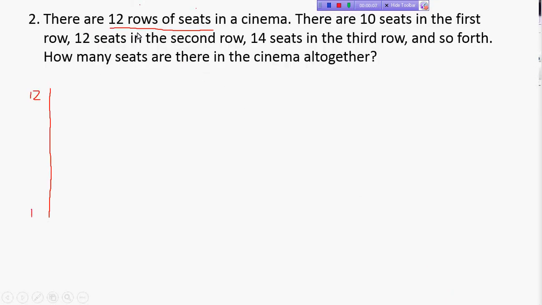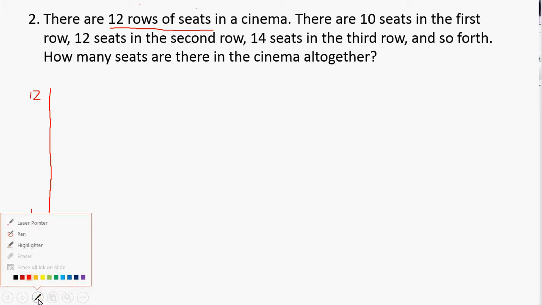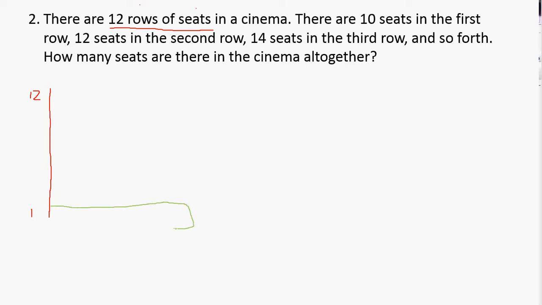So we're talking about this. If you're looking at 12 rows of seats from row number 1 to row number 12, you don't know how many seats there are here. There are 10 seats in the first row. So here you have to imagine your first row, there are how many? 10 seats. And 12 seats in the second row. So 12 here.